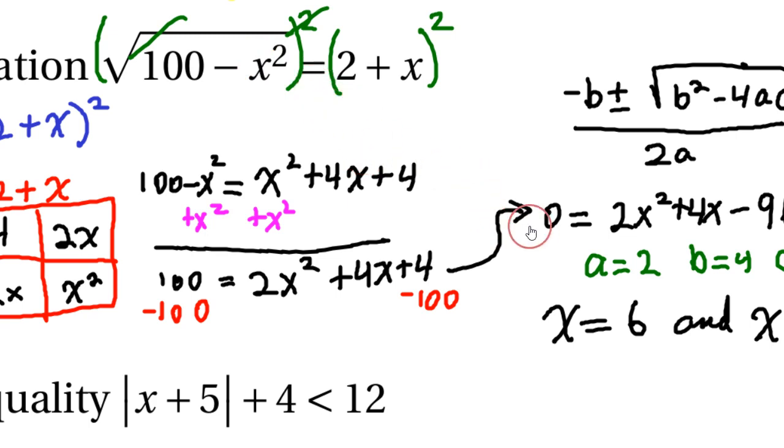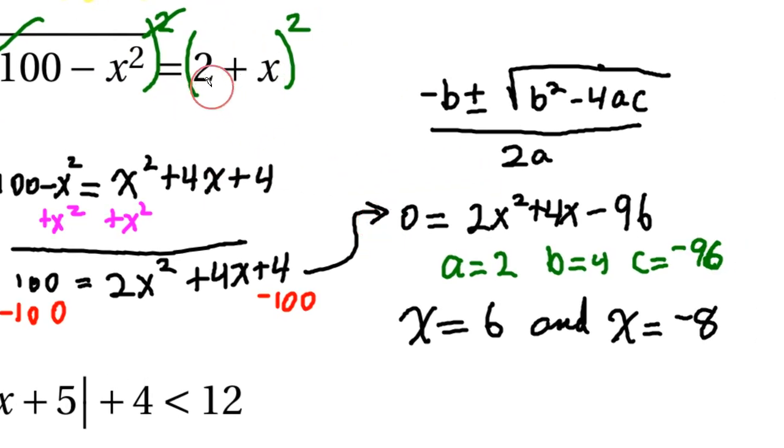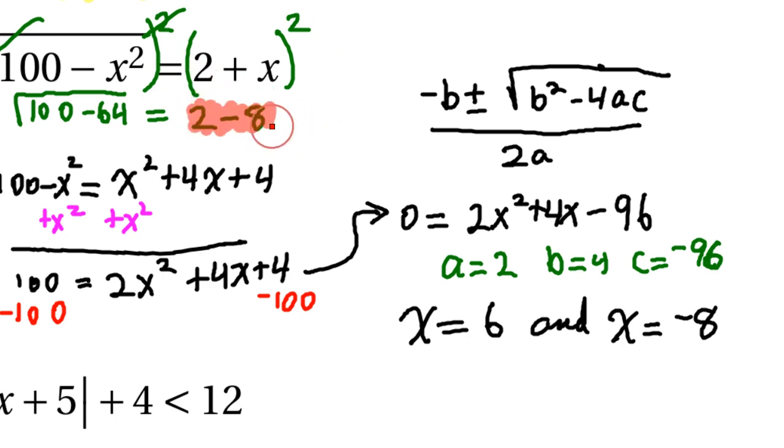But the issue is that when I look at this side over here, if I plug in this negative 8, I'm going to get 100 minus 64 inside of a square root, but that would be equal to 2 minus 8. Well, this right here in red would end up being a negative number. 2 minus 8 is negative 6. There is no way that a square root can give me a negative number. So this negative 8 right here is actually not a valid answer.